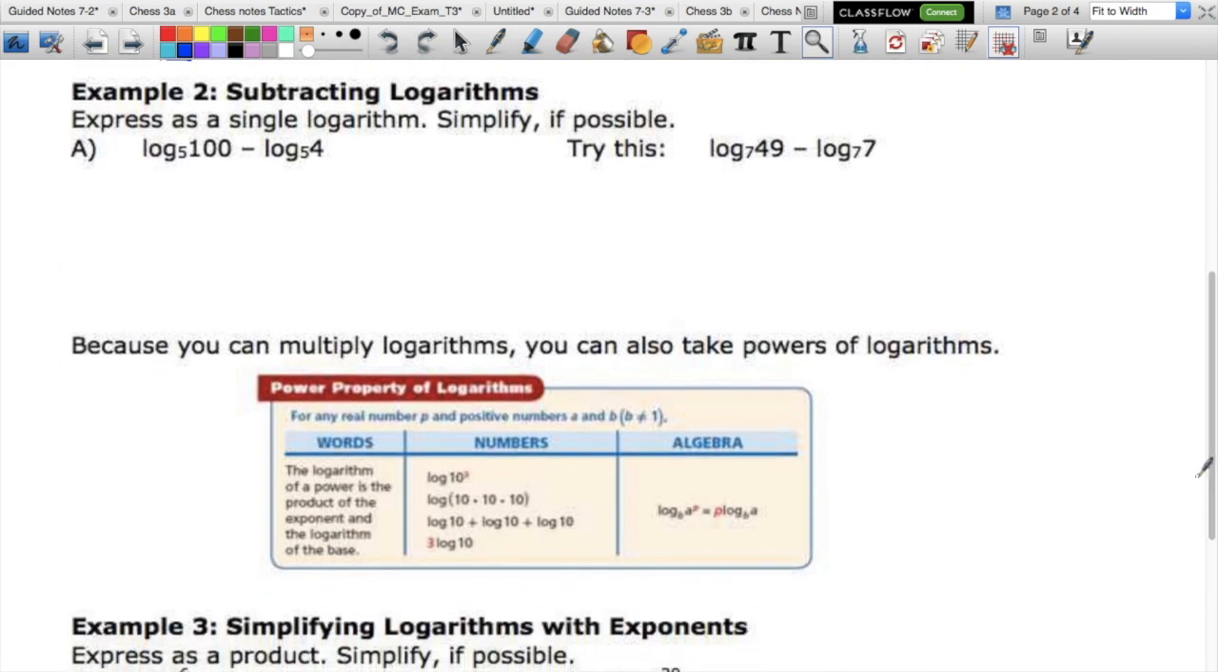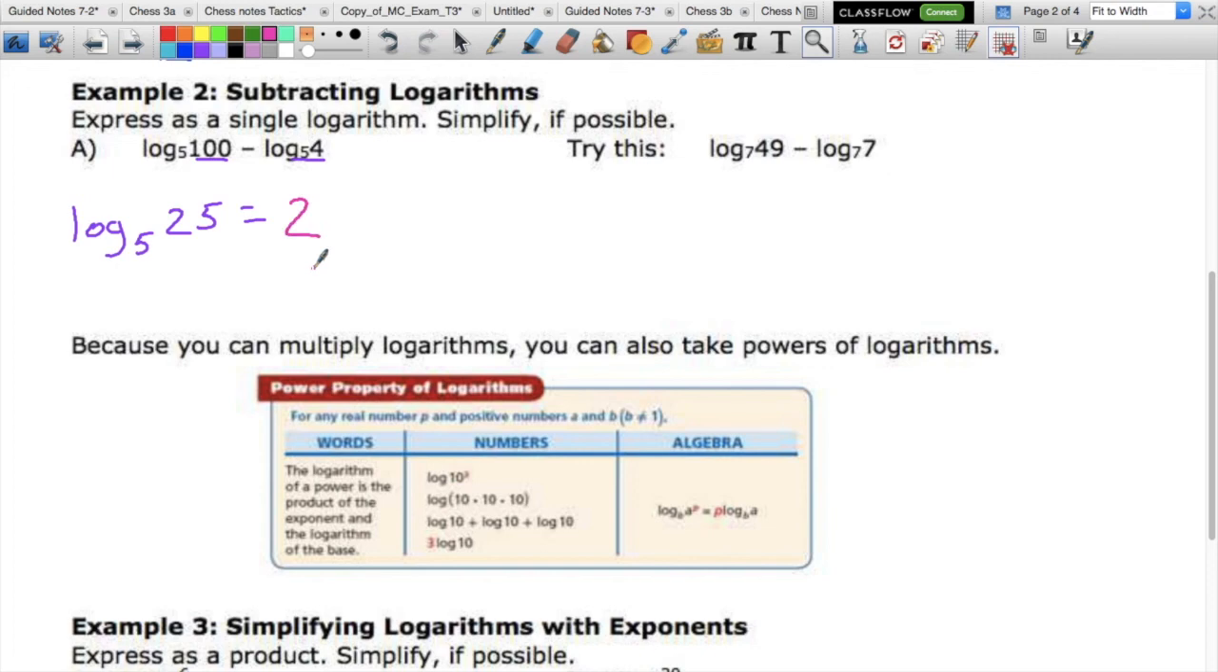All right, subtracting logarithms. So if we have subtraction here, this is log base 5 of 100 minus log base 5 of 4. So this is going to be log base 5, and we can divide these things. We can divide the 100 and the 4, and that's going to give us what? 25. And we know this. 5 to what power equals 25? 5 to the second power equals 25.